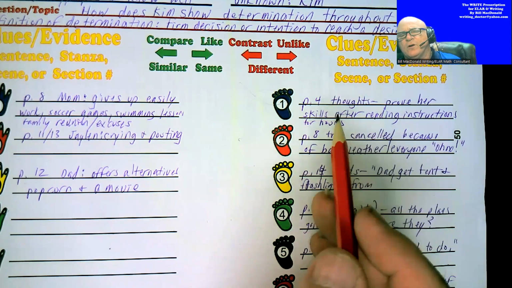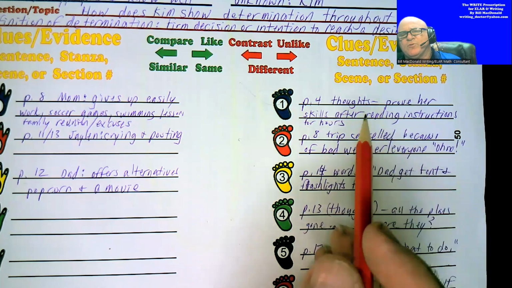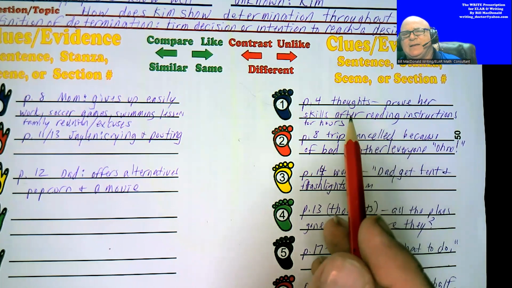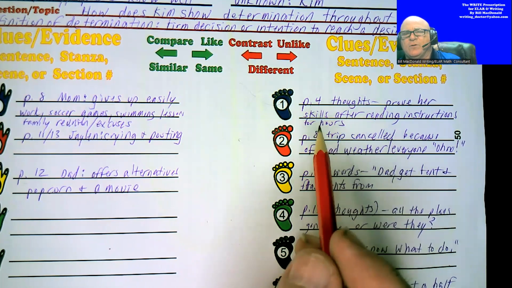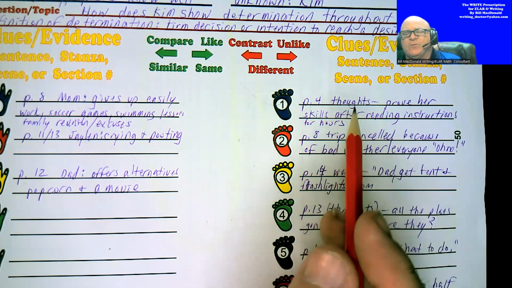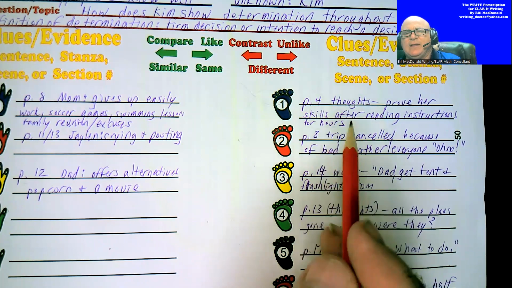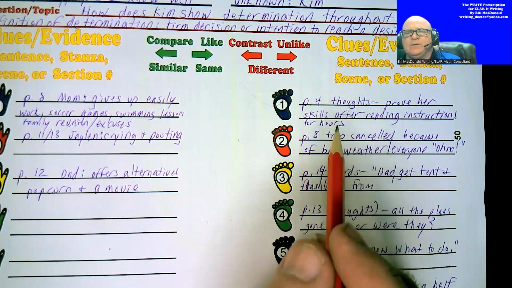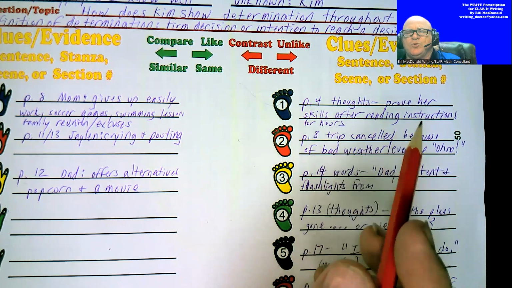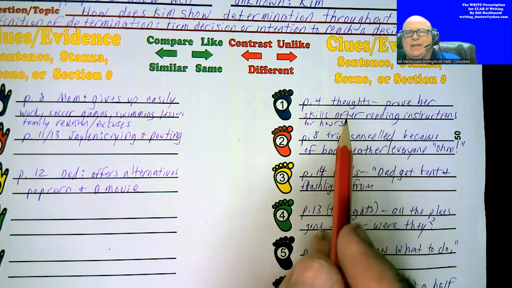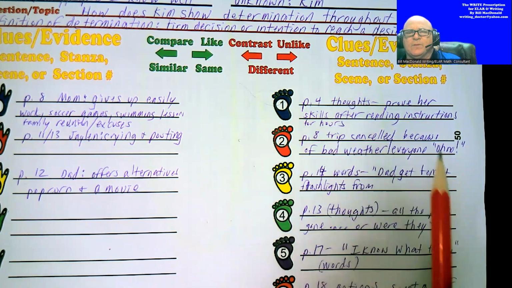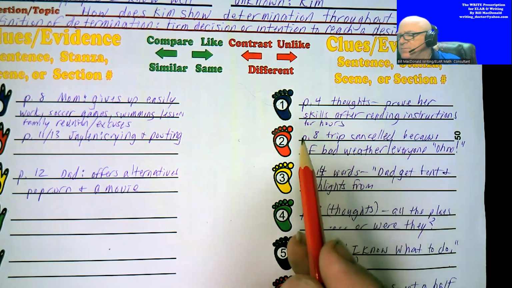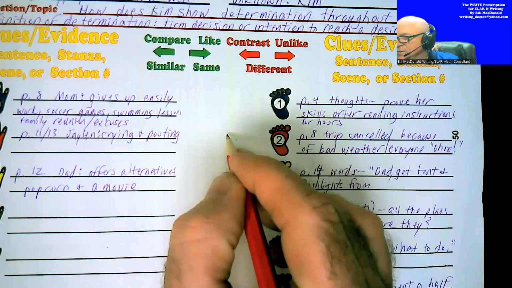So on paragraph four, she shares her thoughts. She wants to prove her skills after reading instructions about putting the tent together for hours. So through her thoughts, she's kind of letting us know that she's a go-getter, that she's just going to keep going until she's able to follow those instructions and get that tent put together. Paragraph 8. Here's a conflict. Okay. I'm going to put that over there.